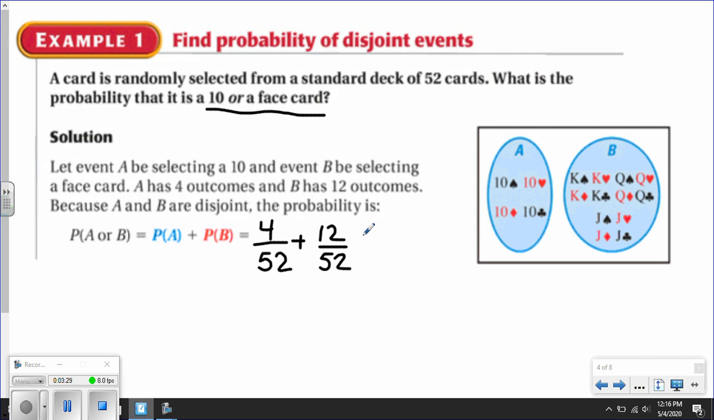So we're just going to add these two probabilities together, and that is equal to 16 over 52. And you can keep that like that if you'd like, or you can simplify it, and that does simplify to 4 over 13.